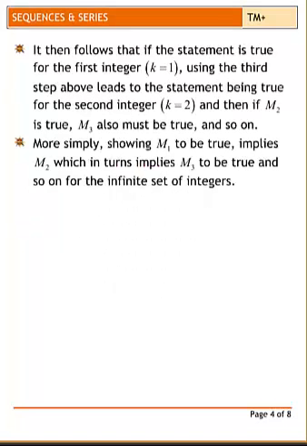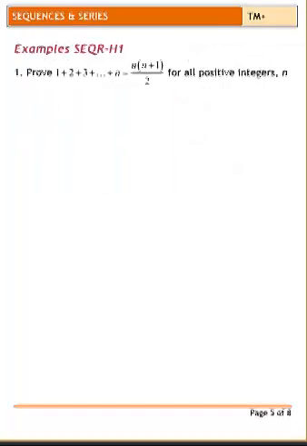It then follows that if the statement is true for the first integer, k equals 1, using the third step above leads to the statement being true for the second integer, k equals 2, and then if M2 is true, M3 must also be true, etc. More simply, showing M1 to be true implies M2, which in turn implies M3 to be true, and so on for the infinite set of integers.